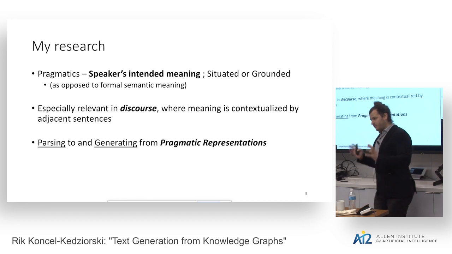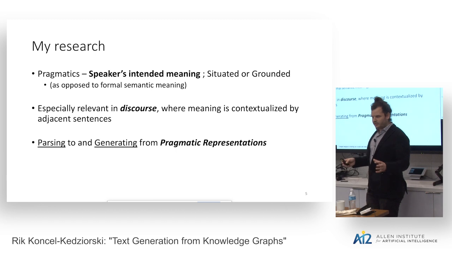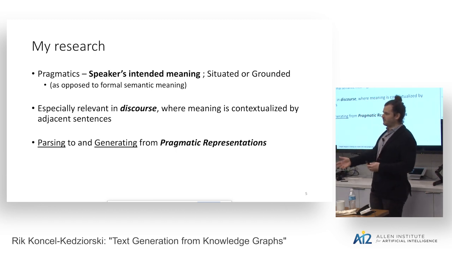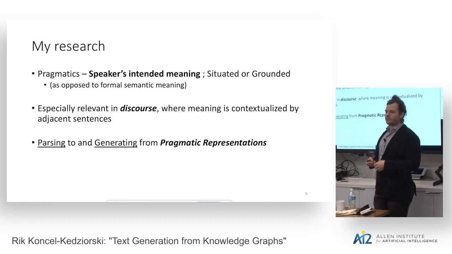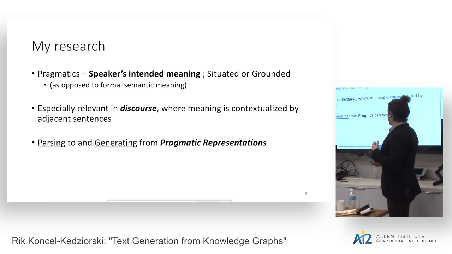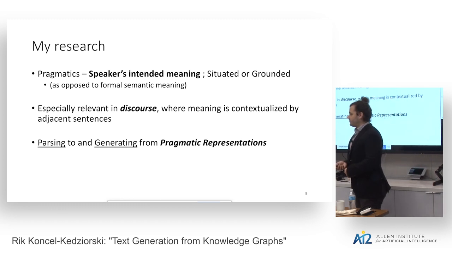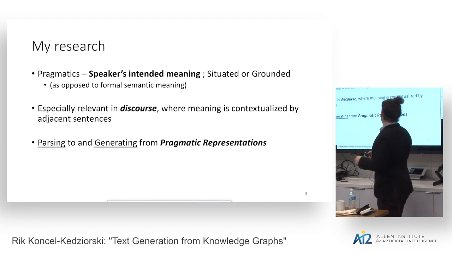My own research centers in computational pragmatics. Pragmatics relates to the speaker's intended meaning, which is the meaning that's situated or grounded. This is contrasting with maybe formal semantic meaning, which is maybe a logical form representation. This speaker meaning becomes especially relevant in discourse because the meaning of a particular sentence is strongly informed by the surrounding sentences in a document or in a dialogue. And so my work is about parsing and generating with pragmatic representations. What are pragmatic representations? They're not a thing that actually exists. We have to go out and coax world representations into our use, so coax them into being pragmatic representations.